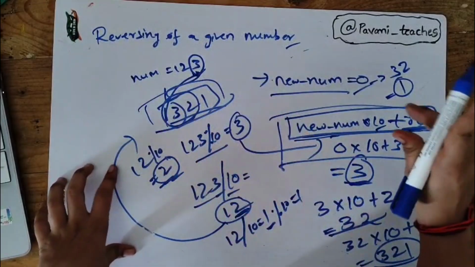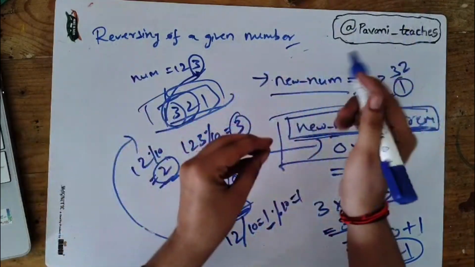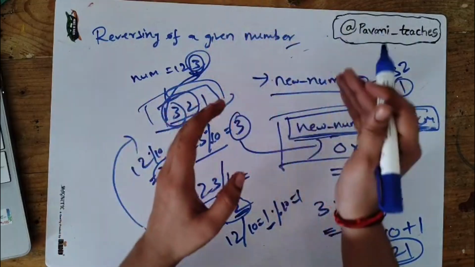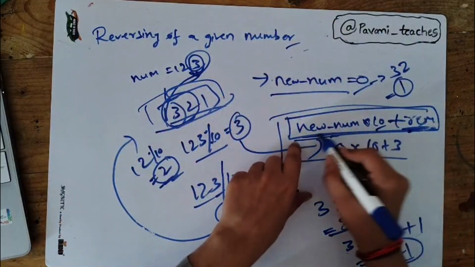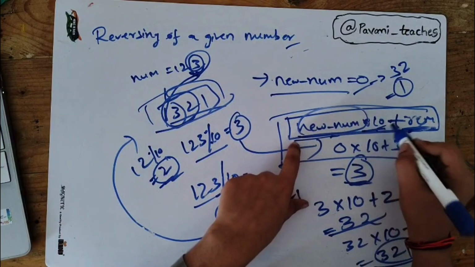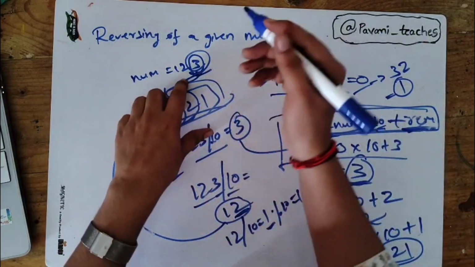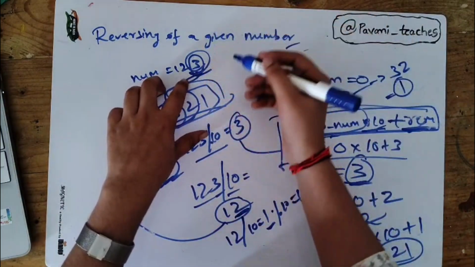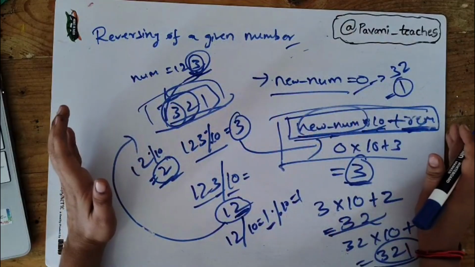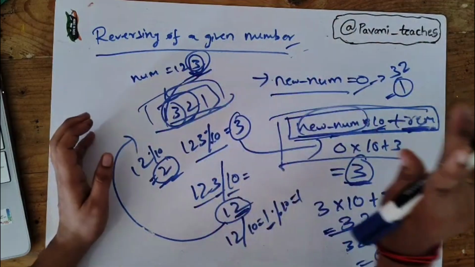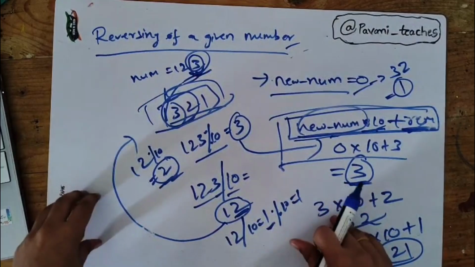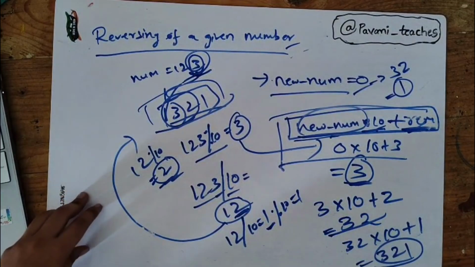It is very simple logic. Just exclude the digits, and multiply the new number by 10 and add the remainder, that means the digit which we are excluding. This simple logic works to reverse any given number. This is how the logic works. Now I will explain the coding part also in C++.